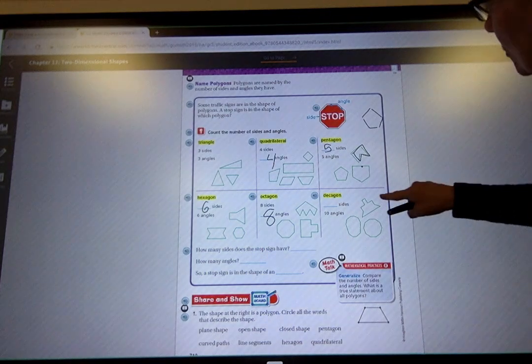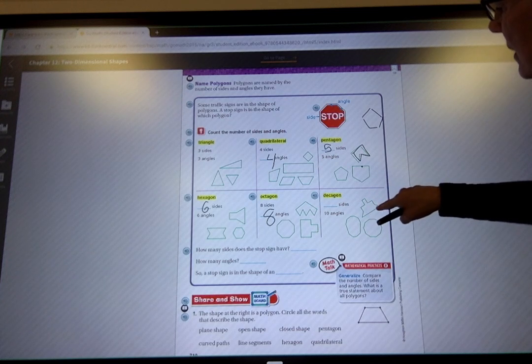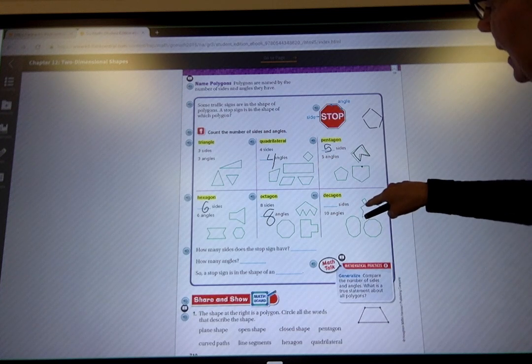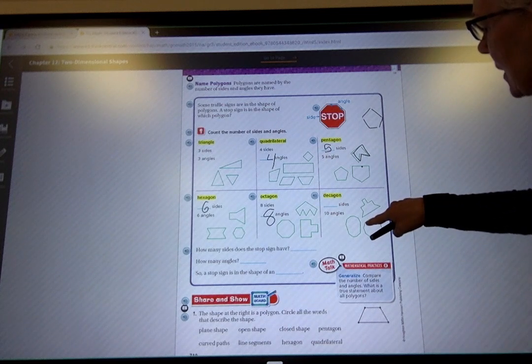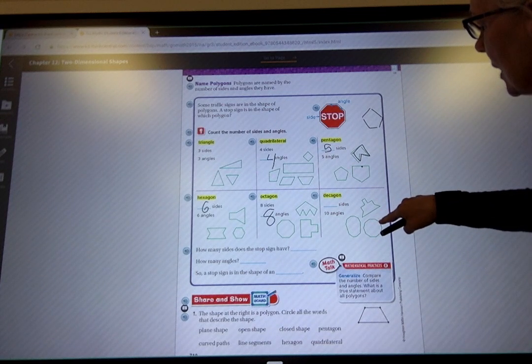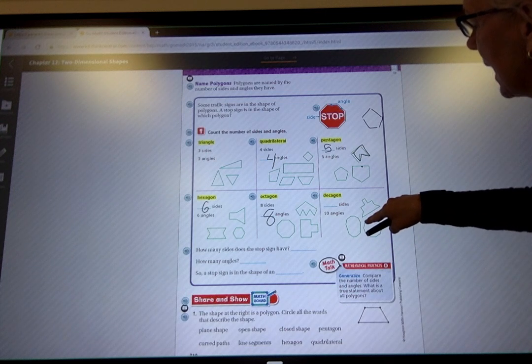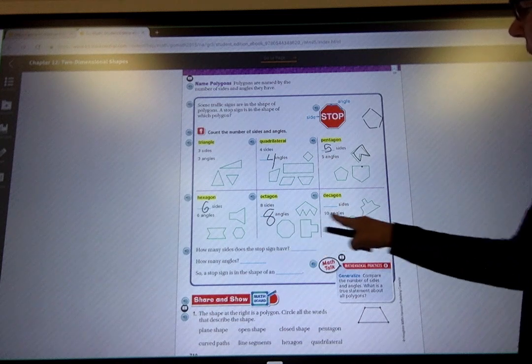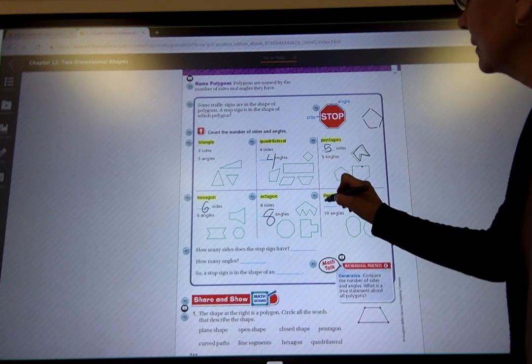Very quickly, let's count. We'll start at the top. 1, 2, 3, 4, 5, 6, 7, 8, 9, 10. Look at this one. We'll start right here. 1, 2, 3, 4, 5, 6, 7, 8, 9, 10. It looks similar to the stop sign, but it's got 2 more lines and 2 more angles for 10.